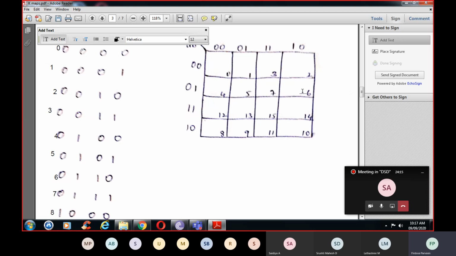In the same way, corresponding row for this cell is 0, 1. Corresponding column is 1, 0. So 0, 1, 1, 0. Decimal notation it is 6. So here it is 1, 0, 0, 0. So 1, 0, 0, 0 is 8.